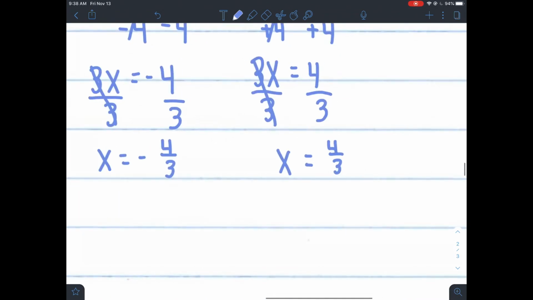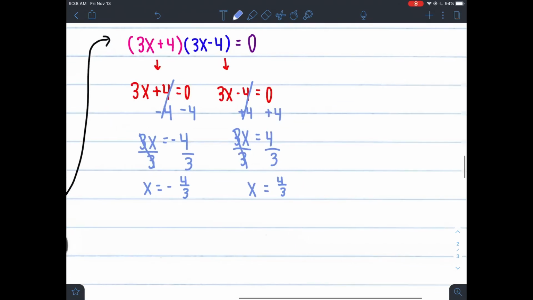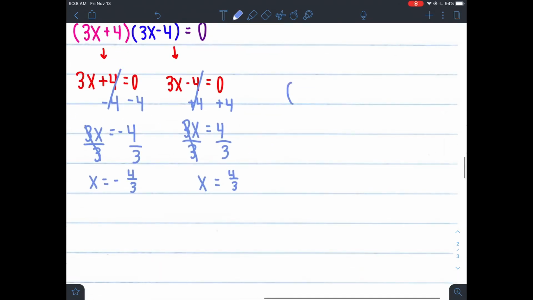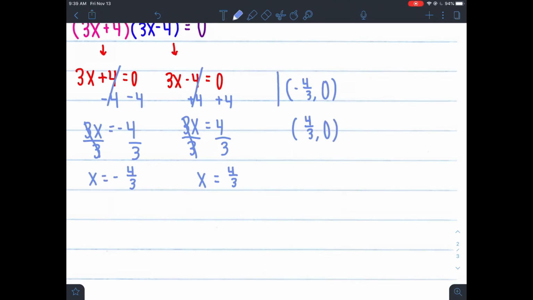So if you look at your answers, we have negative 4/3 and positive 4/3. Kind of interesting. One of our x-intercepts is going to be negative 4/3, comma 0. And the other x-intercept is, I can't speak today, 4/3, comma 0. So our two x-intercepts are here.